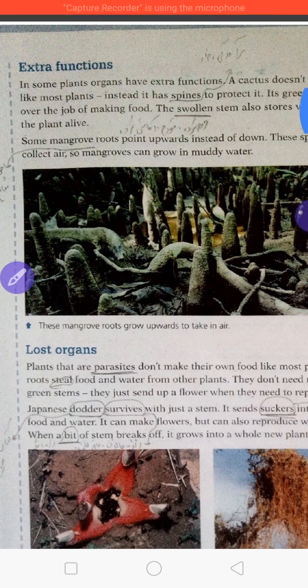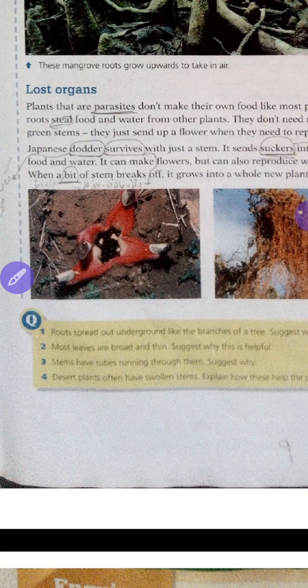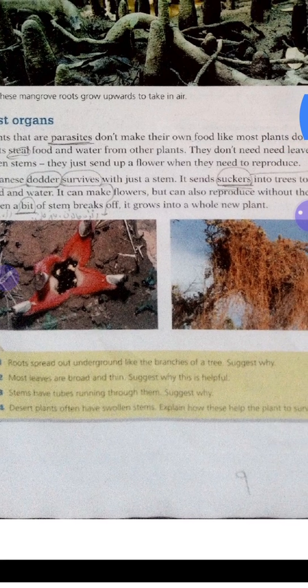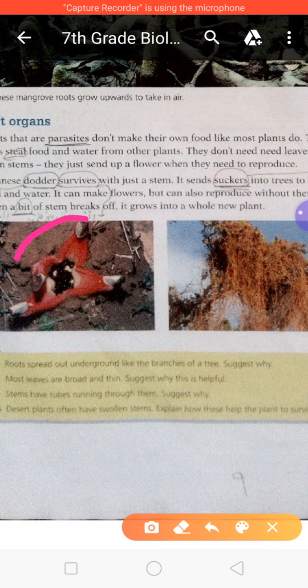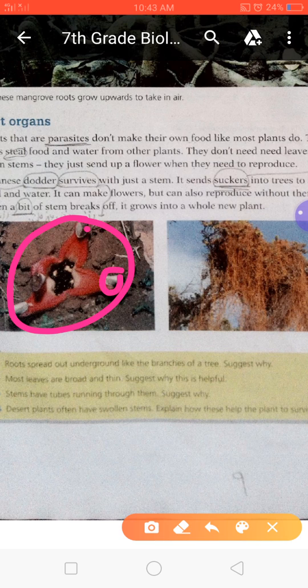Okay, let's discuss some lost organs. Some of the plants do not have some organs, like this guy, the Japanese dodder. You can see in this picture, the Japanese dodder does not have any leaves. It does not have anything like a stem, but it can steal food from other plants. Look, these areas are special structures that can steal food from another plant. So it lost some of the organs, but it still can get food. He's a thief. He can take food from other plants.